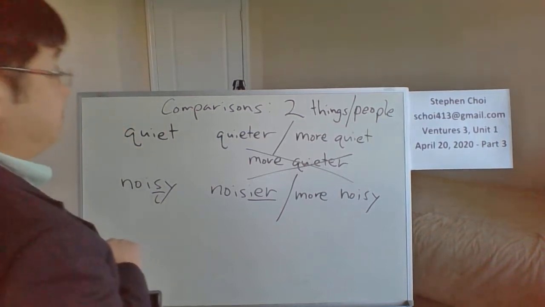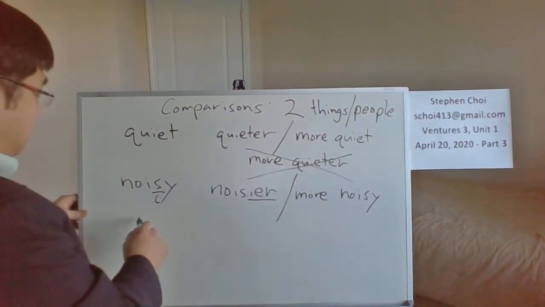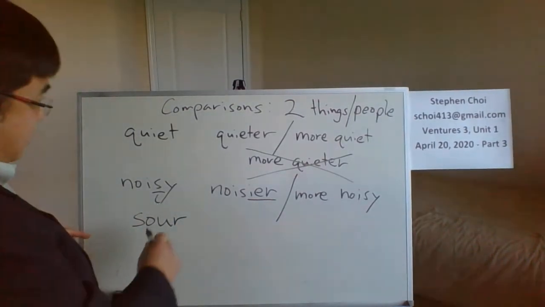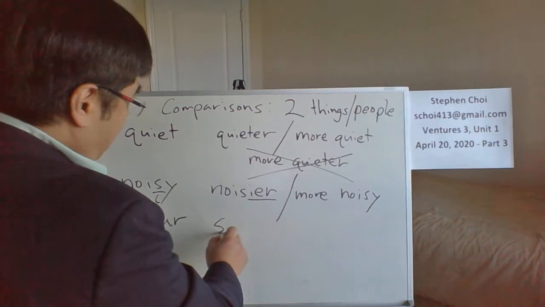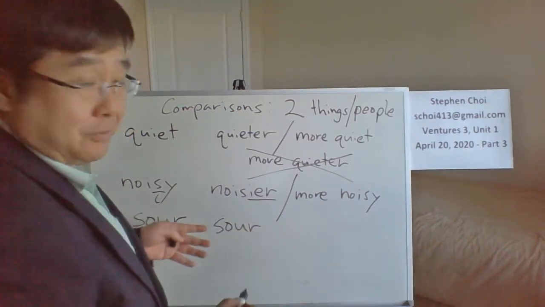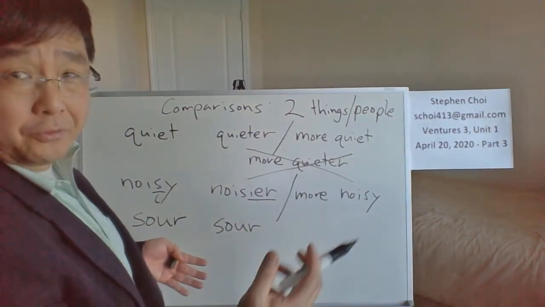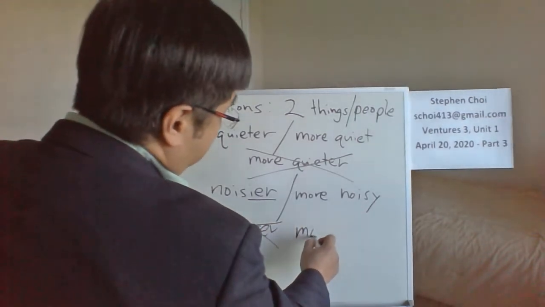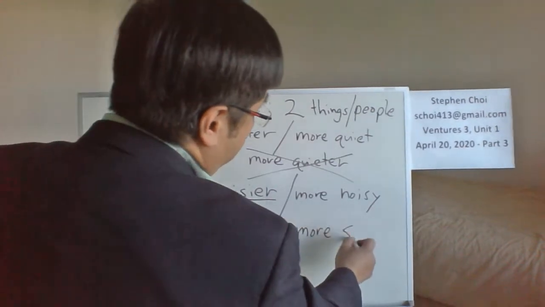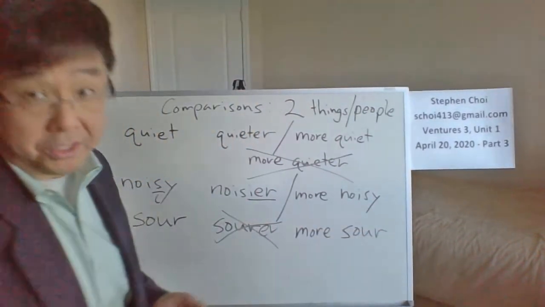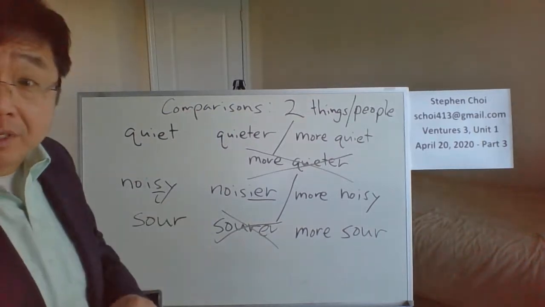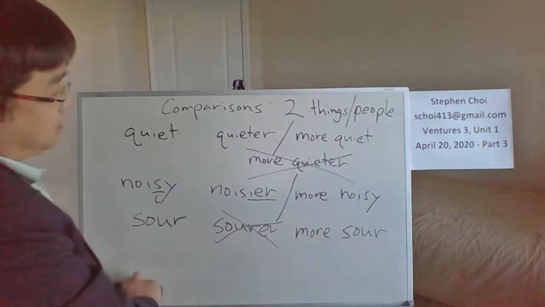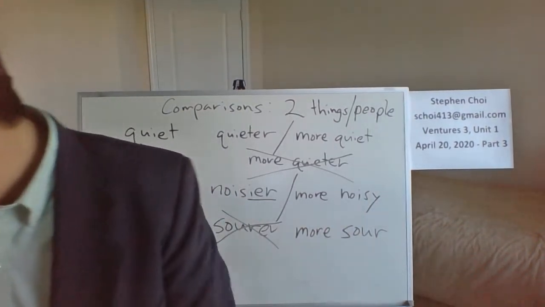Now, another exception is words like sour. That's just one syllable, sour. But because of the pronunciation, we don't say, the fruit is sour, but the other fruit is sourer. So you don't really do that. Even though it's short, you just say more sour. So some words are exceptions. English is always like that. There are always exceptions. Languages are always like that.